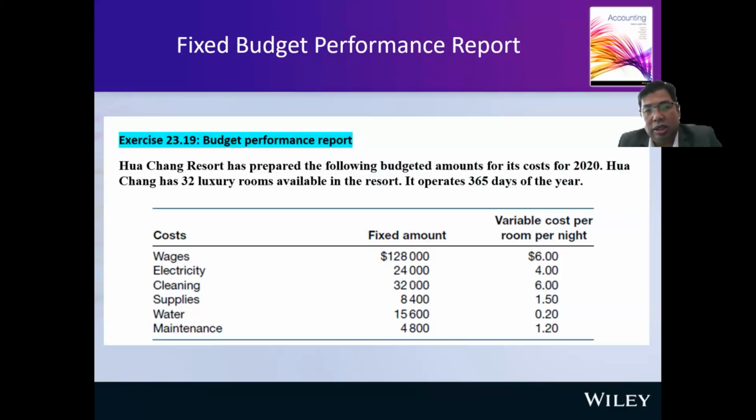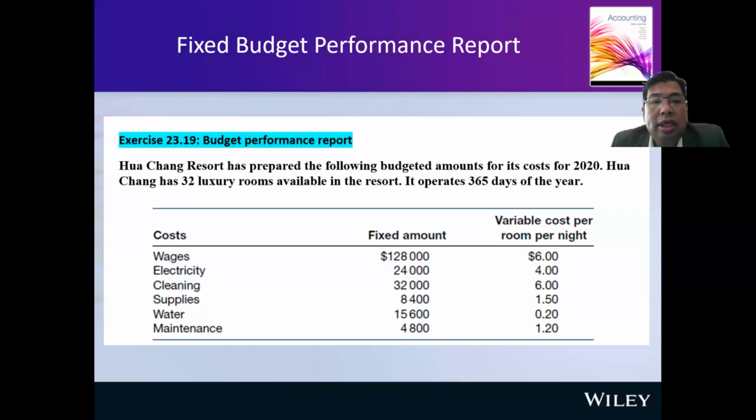So let us just go for another example here, another round of example. This comes from the textbook Hoggart, exercise 23.19. So you don't have to do this example or question with Miss Yusra during your tutorial. So Hua Chang Resort has prepared the following budgeted amounts for its costs for year 2020. You are in the year 2019. Now this is the budget for 2020.